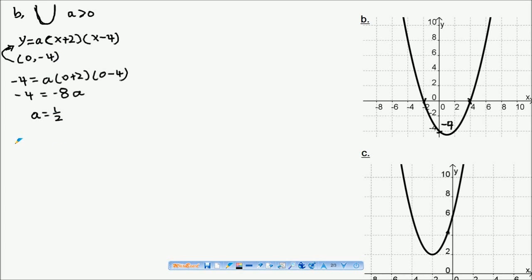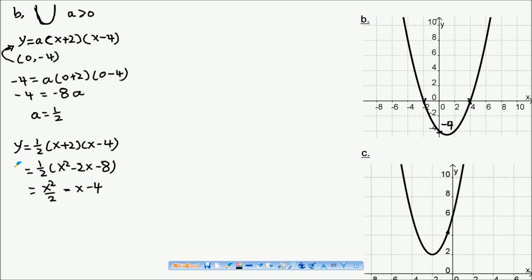So y equals half times (x plus 2) times (x minus 4). You can expand it if you like, but it's not necessary. Expanded, it becomes x squared minus 2x minus 8, all over 2, or x squared over 2 minus x minus 4. This is your equation. You can expand it, but you don't have to unless the question specified. So now let's label it there.